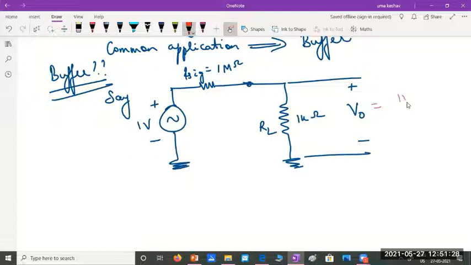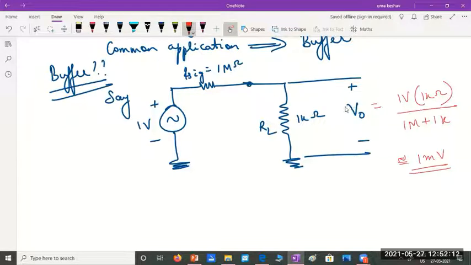The voltage across RL, how much will you get? 1 meg plus 1 K. Can you tell me how much this will be? I think it will be approximately 1/10 of this 1 volt, because 1 K is almost 1/10 of, not even 1/10, even less than that. 1 K is 1/1000 of 1 meg, so will I get 1 milli? Yes, approximately.